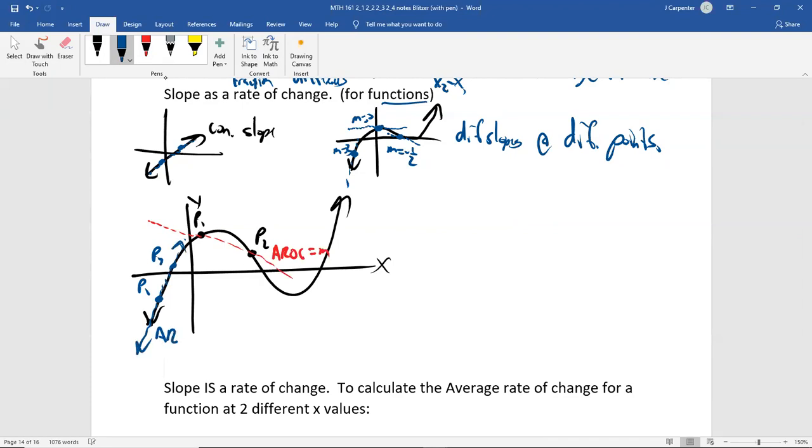The average rate of change would be the slope of that line. But that would be the average rate of change of these 2 points, which would be completely independent of the average rate of change or slope of these 2 points. Because this red one is a negative slope, this blue one is a positive slope. So again, this illustrates the changing slopes.